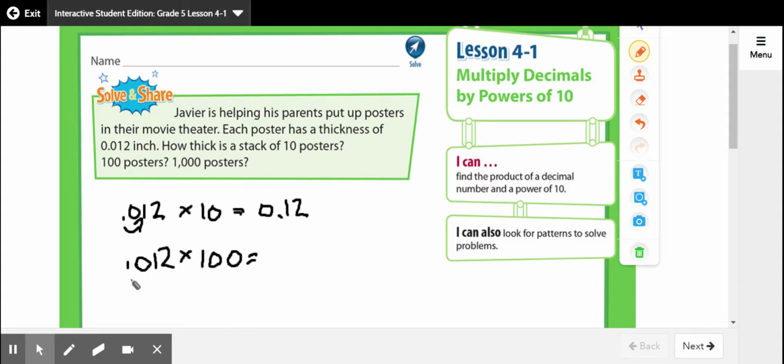And how many place values do I move my decimal? I count 2 zeros here, so I'm going to move it 2: 1, 2. And I'll put it right there between the 1 and the 2. So my answer is 1.2.